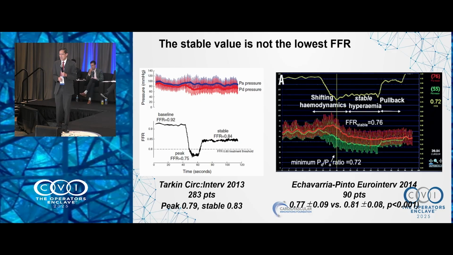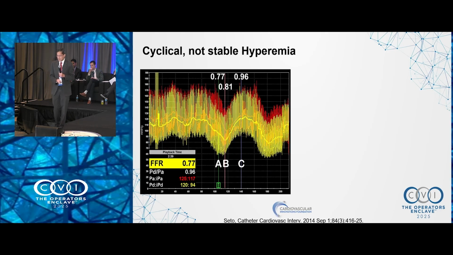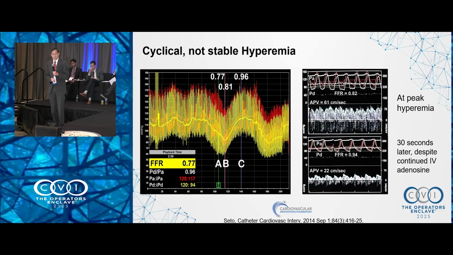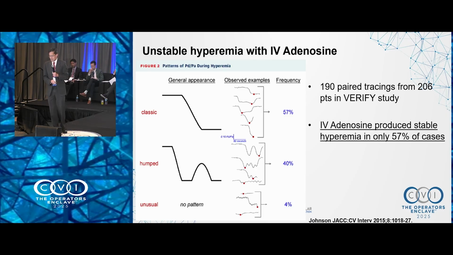These two studies showed that the stable value, which we are supposedly using for our pressure pullback curves, is actually on average 0.04 higher than the lowest value of FFR. You can imagine the body's just trying to fight being fed by a fire hose. If you're being sprayed by a fire hose, you'd probably try to react to it as well through different autoregulatory mechanisms. So this is a concern. And then we also described that you actually have cyclical hyperemia in a large number of cases. Even with continued IV adenosine, you actually had decreases in peak velocity, so you couldn't sustain that hyperemia despite administering continued adenosine. This was confirmed by Nils Johnson in 2 different studies where he found that IV adenosine only produces stable hyperemia in 57% of cases.